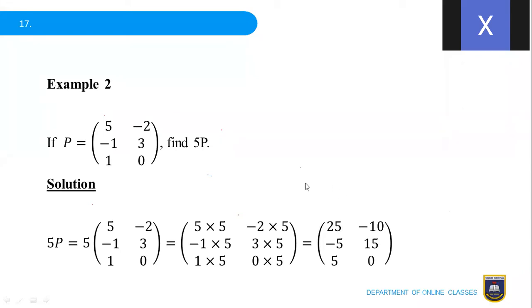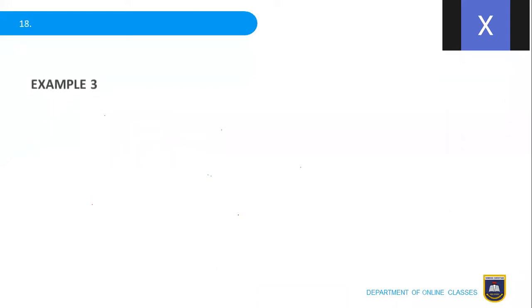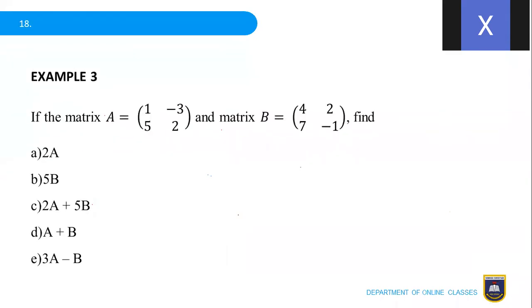Now, we have some few more minutes to go. Example number 3, yes. So we have the matrix A equal that, and then the matrix B is also equal to 4, 2, 7, -1. We are finding 2A, 5B, 2A plus 5B, A plus B, 3A minus B. So let's try this. When we meet again next time, we'll continue from this place.